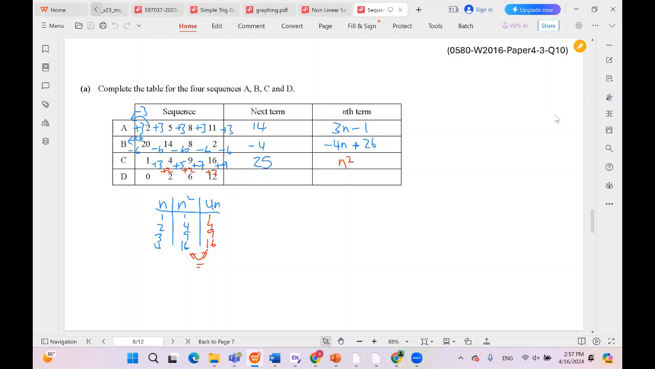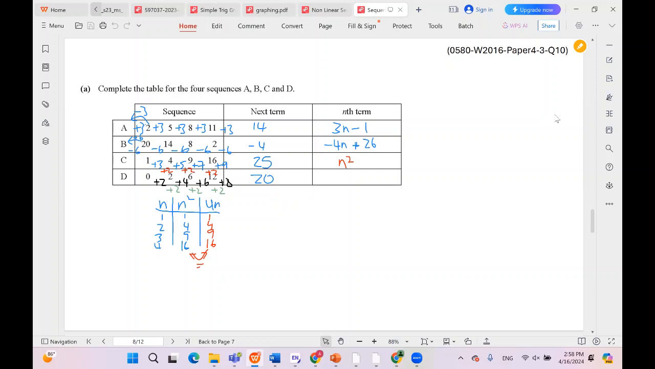So in sequence D, you have 0, 2, 6, 12. So from 0 to 2, you have +2, +4, and +6. At the second level, you have +2 and +2 again. So you have +2 here at the second level. So we go up one level, we do +8. So 12 plus 8 is equal to 20.